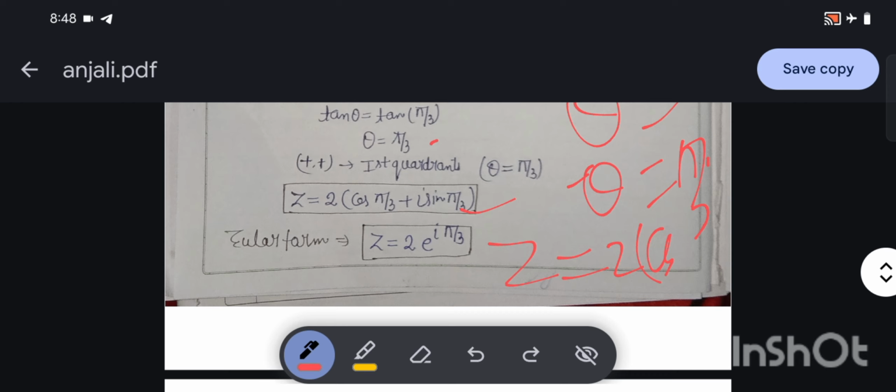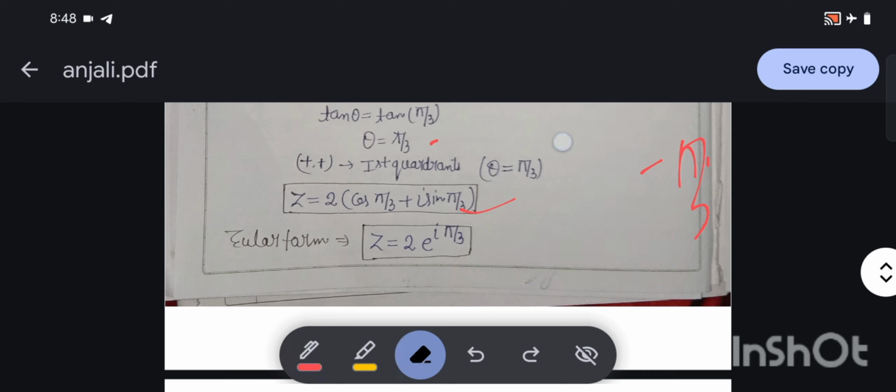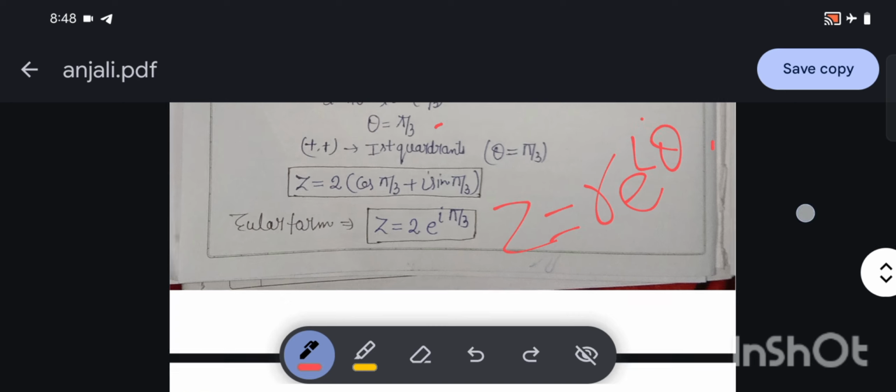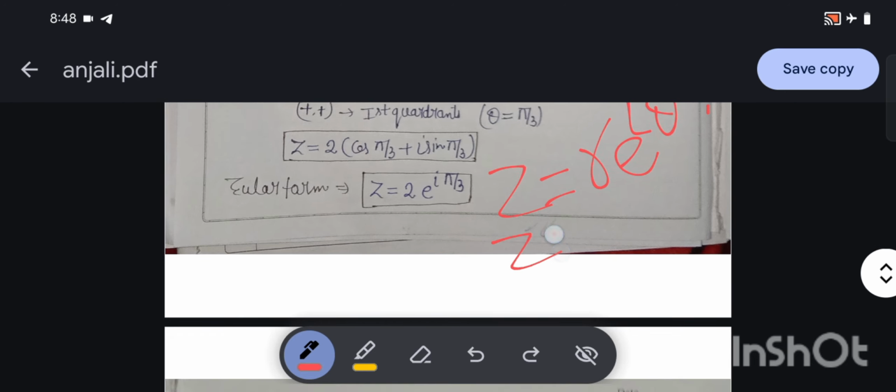Okay, then we will find the Euler's form. What is the equation of Euler's form? z is equal to r e to the power iota theta. It is clear. And then we write z equal to, what is the value of r? 2 e to the power iota, what is the value of theta? Pi by 3. And this is the Euler's form. It is clear.